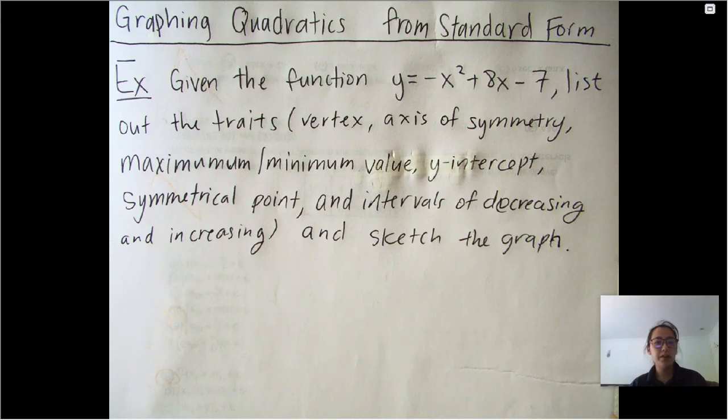Okay, so the question says, given the function y equals negative x squared plus 8x minus 7, list out the traits, including the vertex, the axis of symmetry, the maximum or minimum value, whichever one that may be, the y-intercept, the symmetrical point to the y-intercept, intervals of increasing and decreasing. And then I want you to also sketch the graph. Okay, so we're going to go ahead and do this together. So let's start with the vertex here.